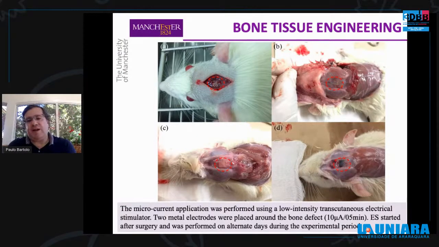And finally, we filled the defect with electroactive scaffolds, PCL scaffolds containing relatively small amounts of graphene, around 1%, and again, with and without electrical stimulation.